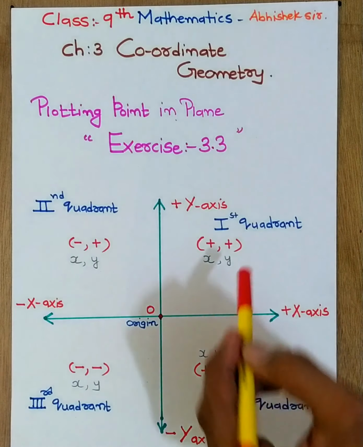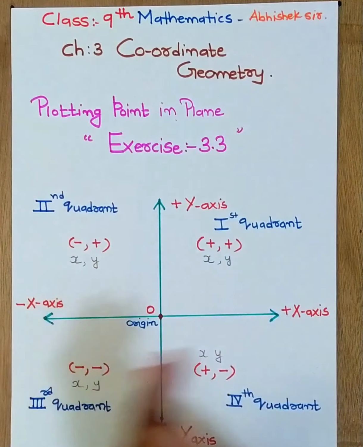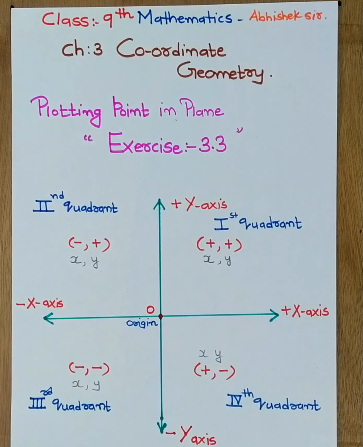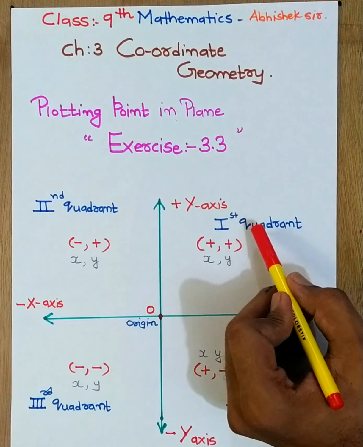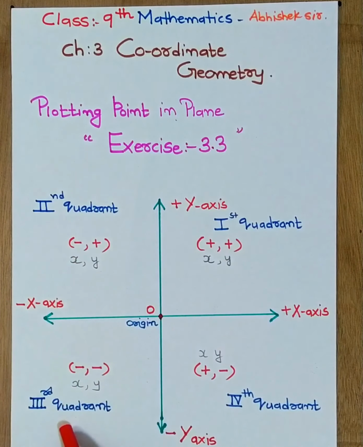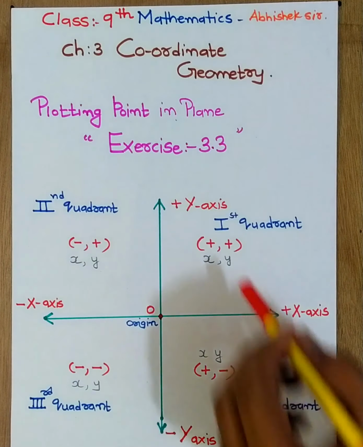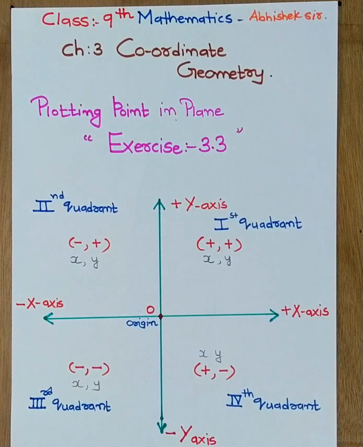Okay, now starting anti-clockwise we are dividing the whole plane into four parts, right? The parts are called quadrants. So this one is the first quadrant, this one is the second quadrant, this one is the third quadrant, and this one is the fourth quadrant. Clear? So our plane is divided into 1, 2, 3, 4 parts. Those parts are called quadrants.